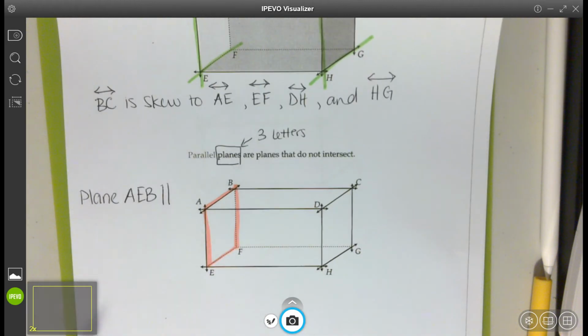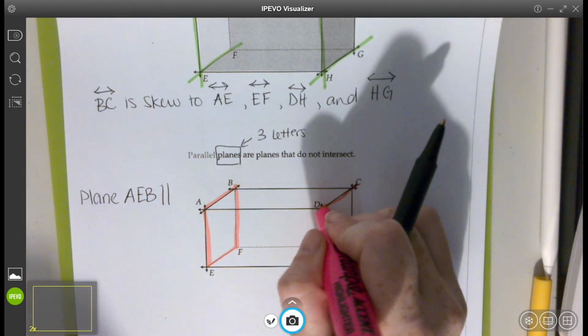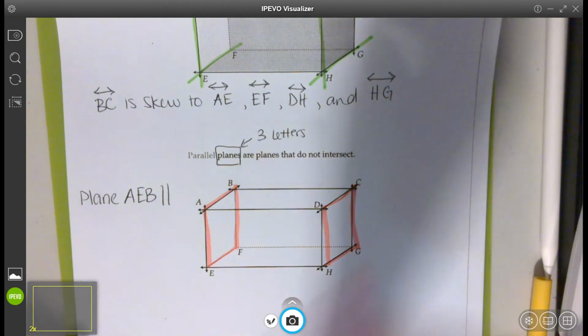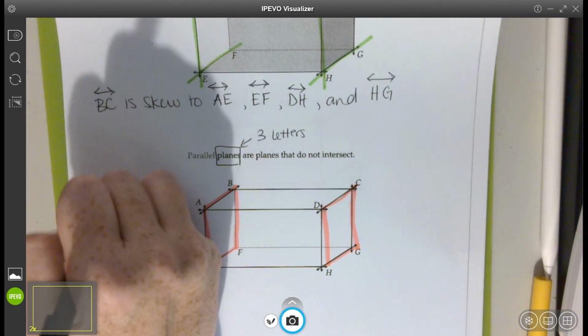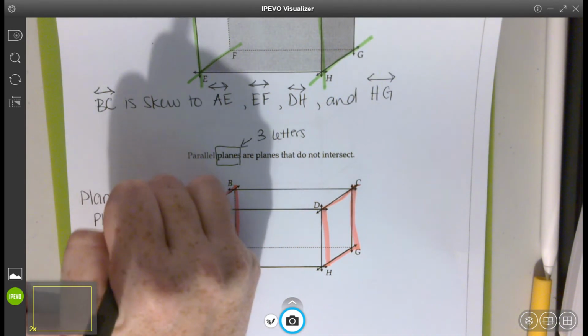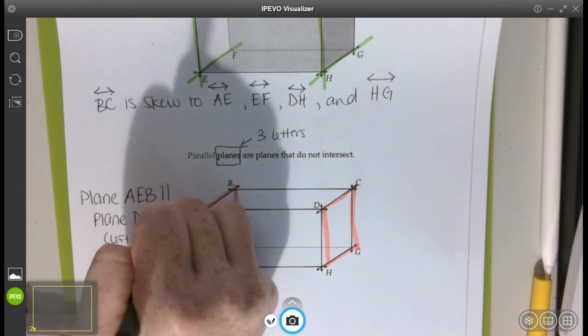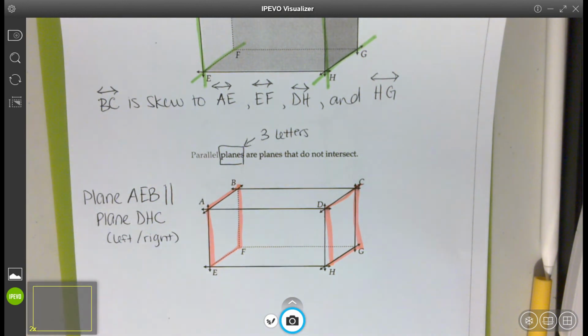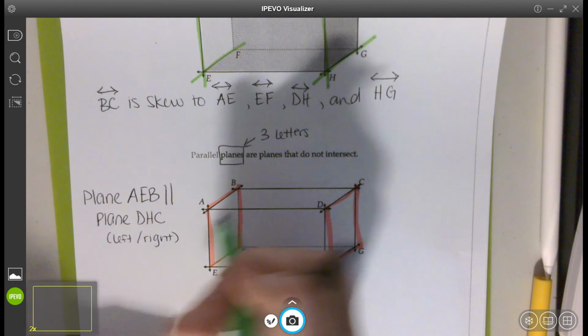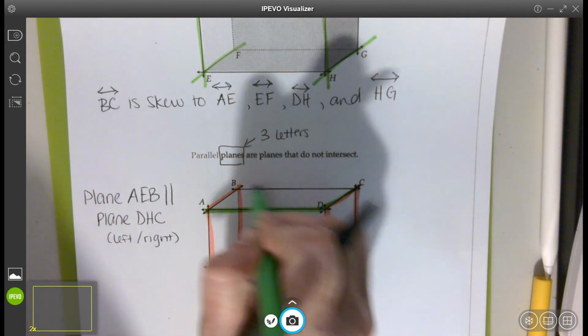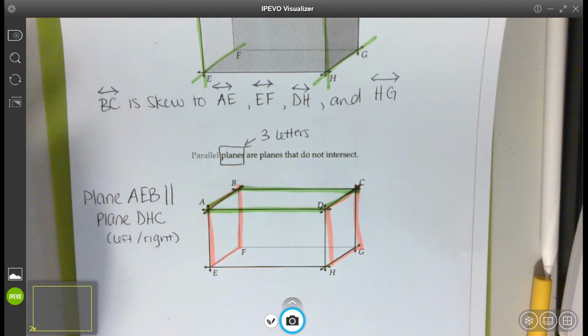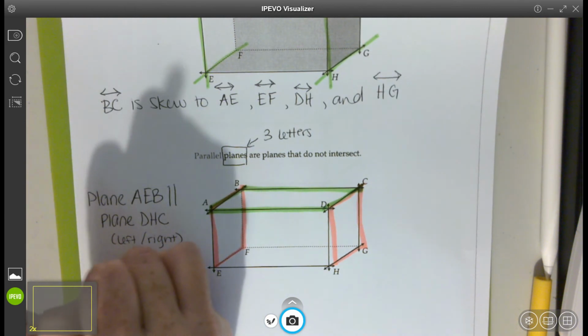And it's parallel to, so that means it will not touch. So what plane will it not touch? It's going in the same direction, would be all the way to the right. And that is plane DHC. So again, that was our left and right. Now moving on, still finding more parallel planes. I'm just going to highlight the top one and name it. Again, you choose the combination of the three you want.